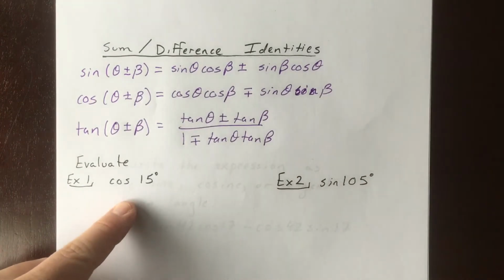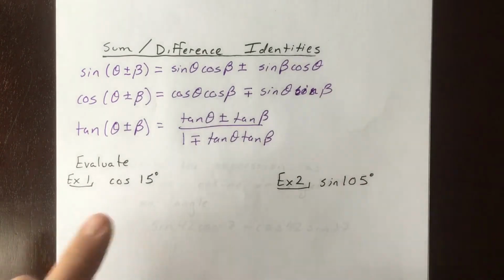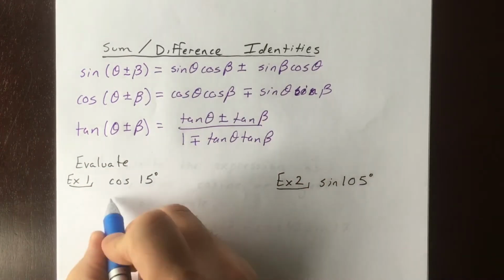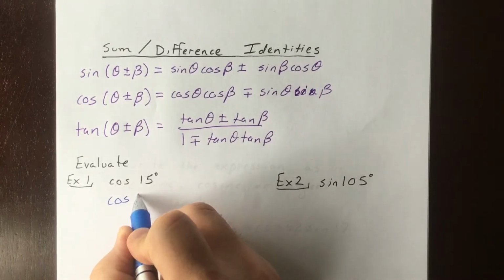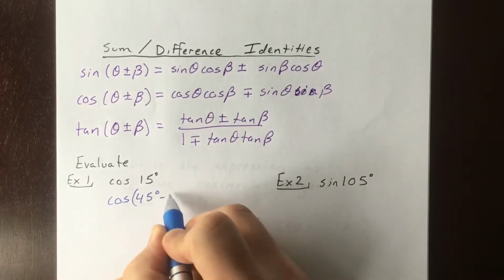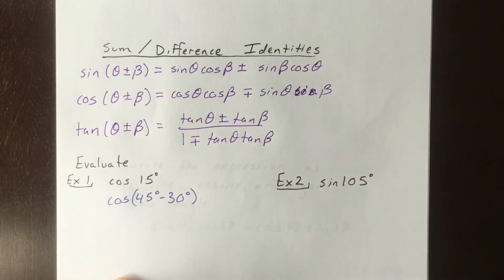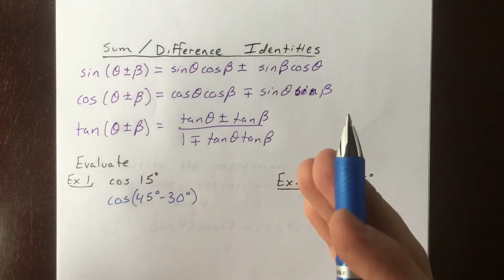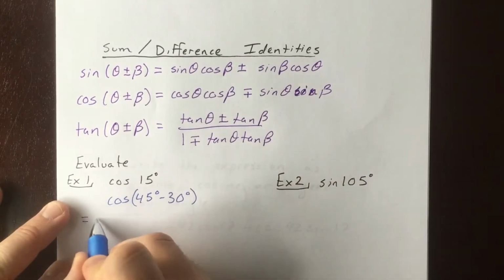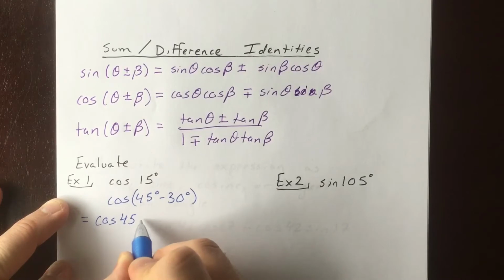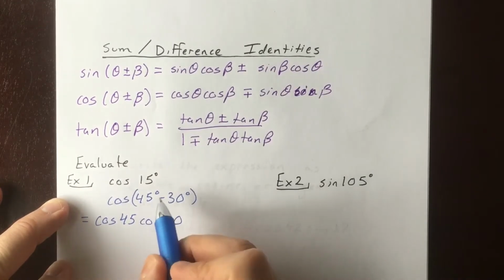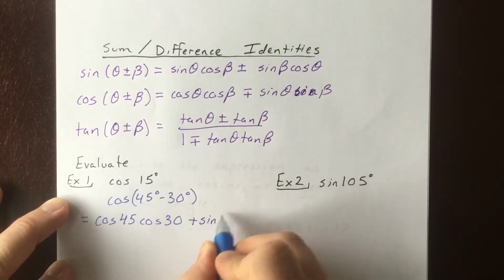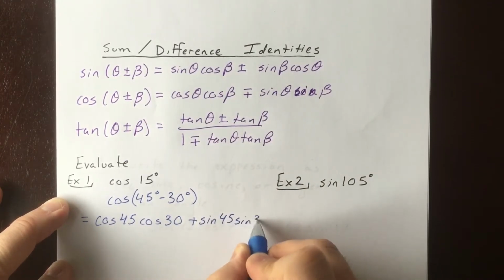So let's say we had cosine of 15. I want to evaluate that. Using our identities, this is the same as cosine of 45 degrees minus 30 degrees. Using the cosine identity, it's cosine, cosine, sine, sine. So we have cosine of 45, cosine of 30. With cosine, the sign changes, so we're adding sine of 45, sine of 30.